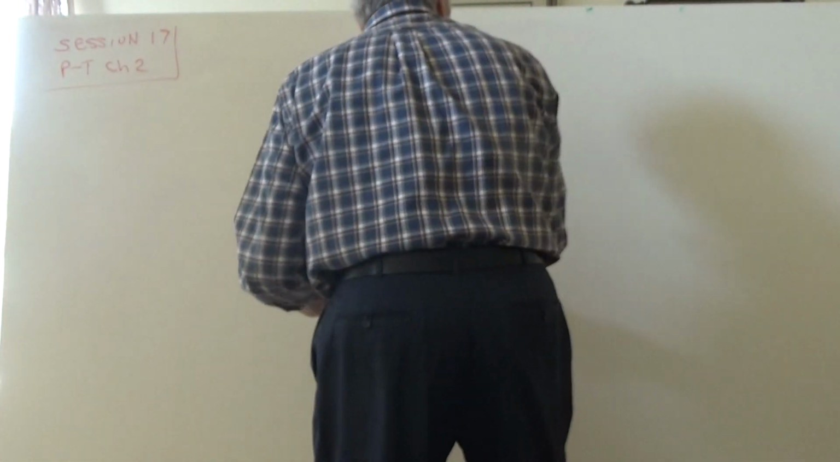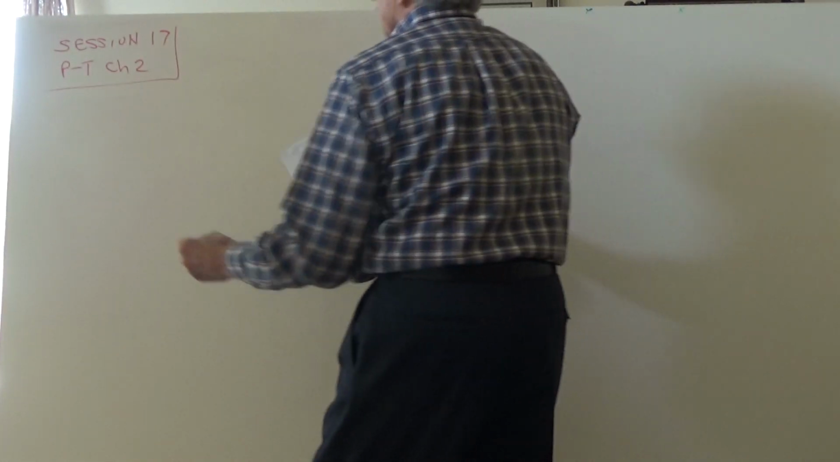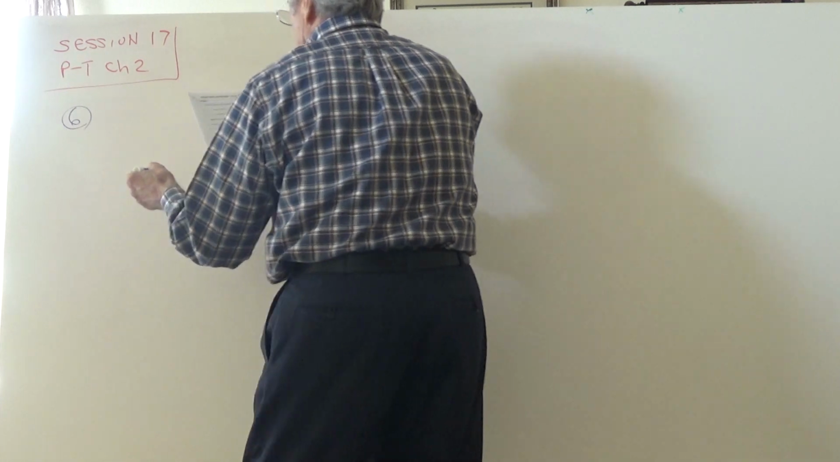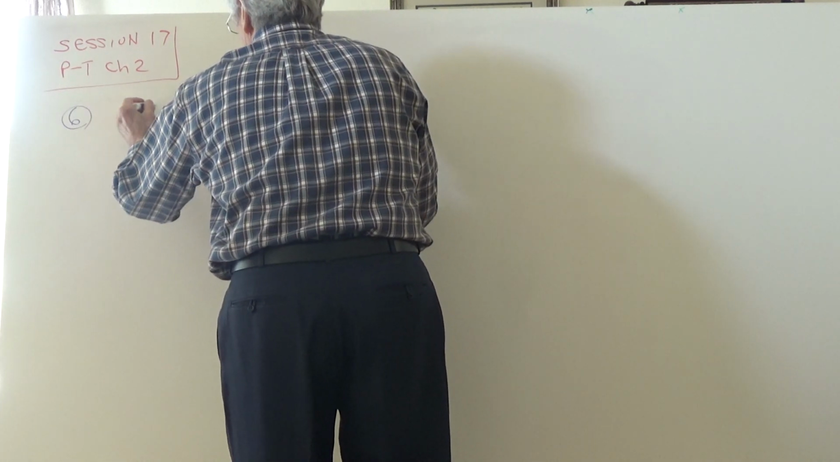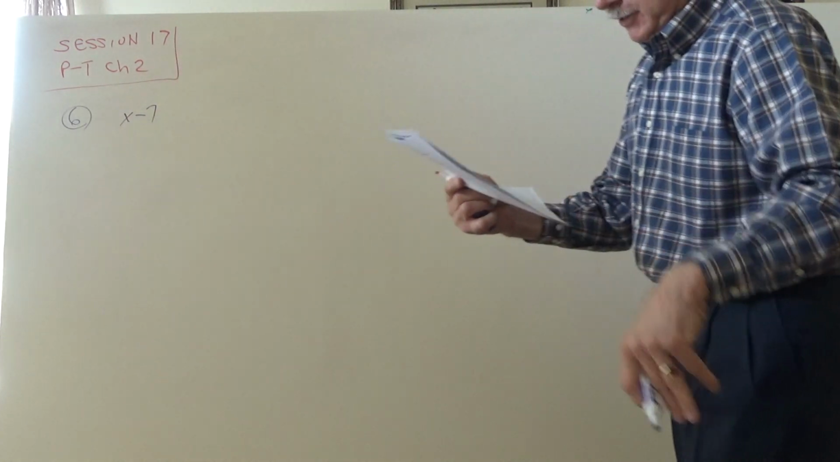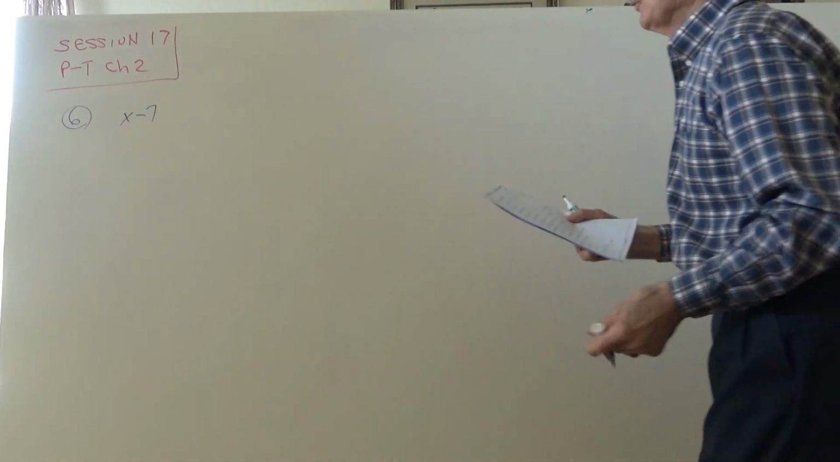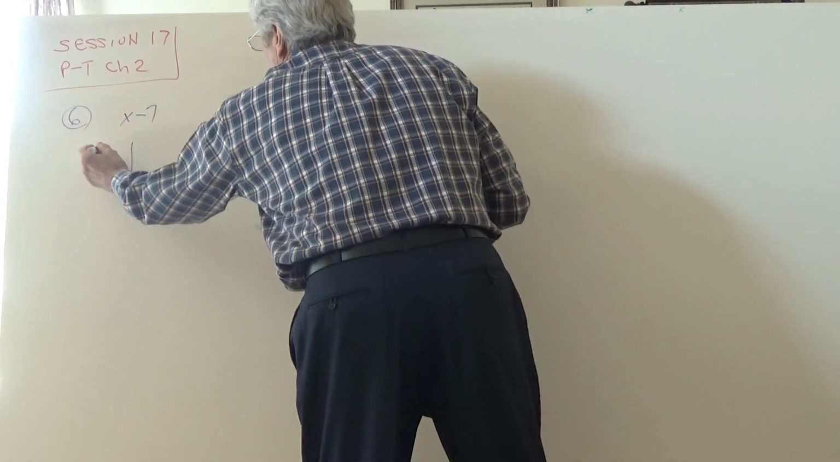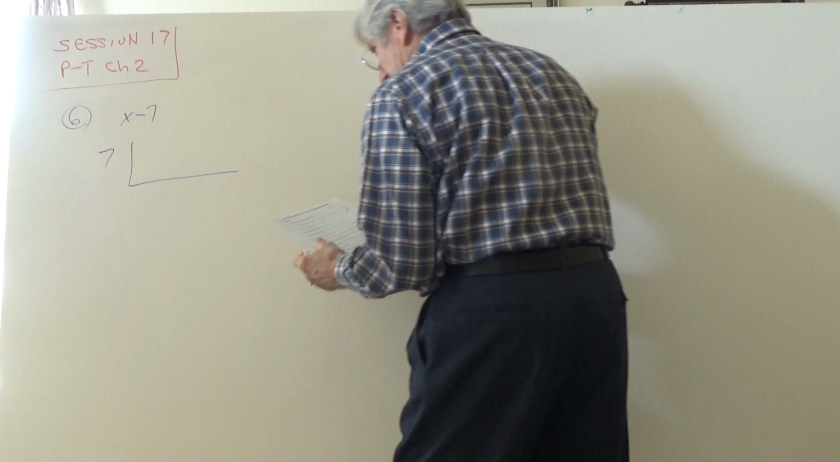Number 6. Is x minus 7 a factor? And in fact, it says x minus 7. It doesn't say is it a factor, just if it's a factor, find the others. We'll do it the same way nonetheless. We'll put a 7 in here. Remember, it's x minus 7, so we need a 7.